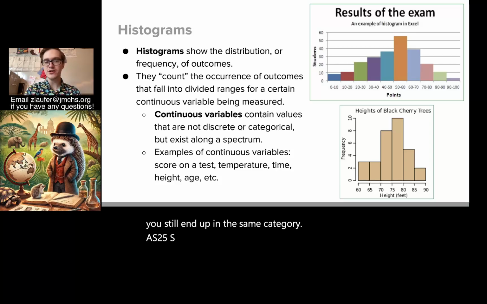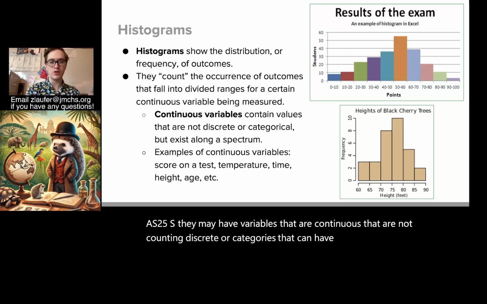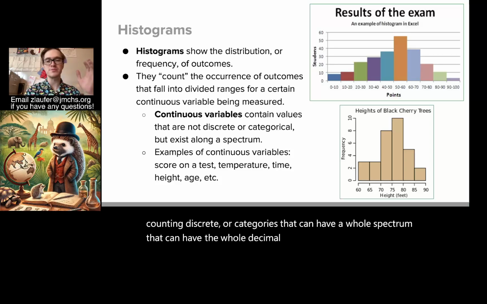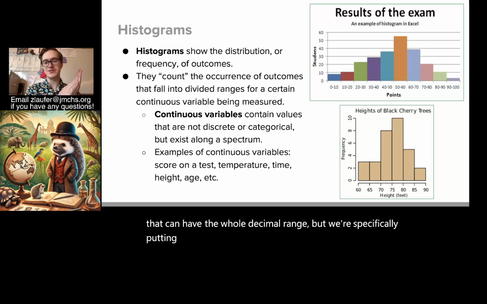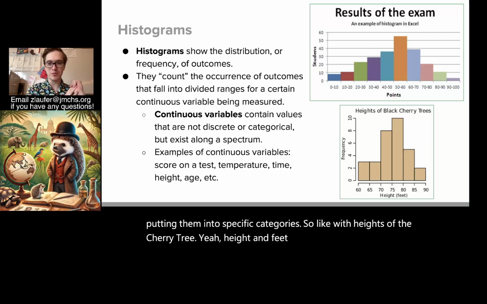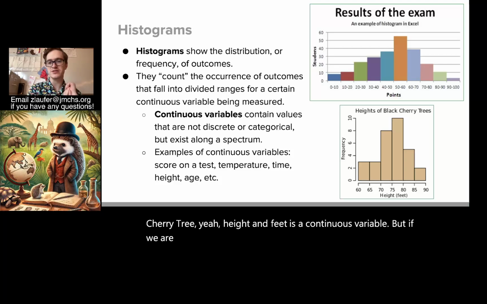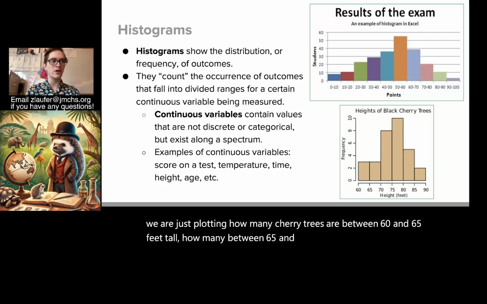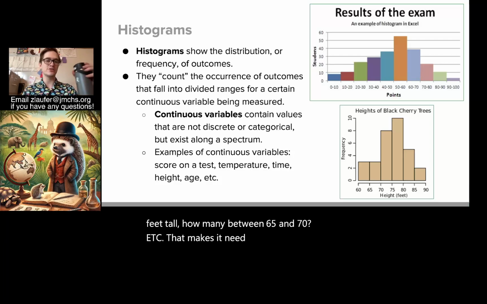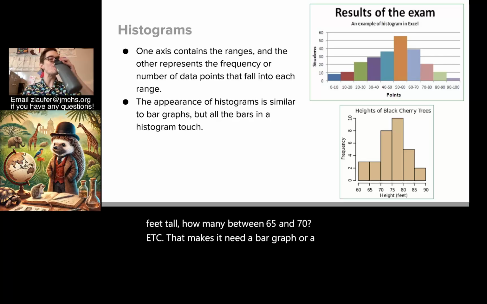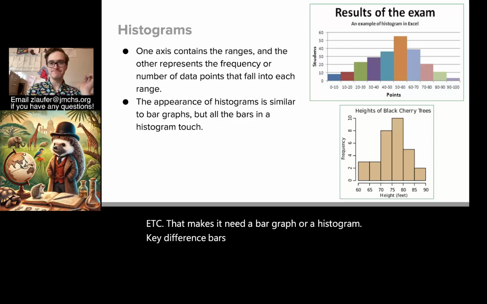So they may have variables that are continuous, that are not counting discrete or categories, that can have a whole spectrum, that can have the whole decimal range. But we're specifically putting them into specific categories. So like with heights of the cherry tree, height in feet is a continuous variable. But if we are just plotting how many cherry trees are between 60 and 65 feet tall, how many between 65 and 70, etc., that makes it need a bar graph or a histogram. Key difference, bars touch. That's about it between this and a bar graph.